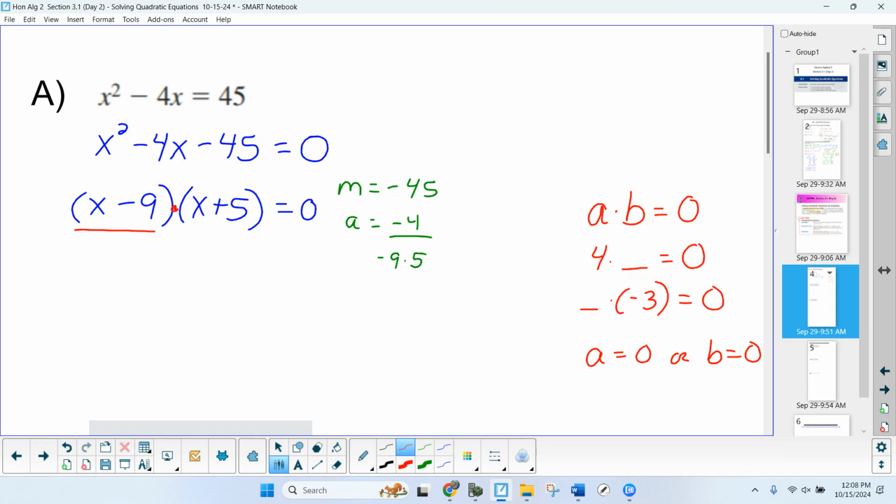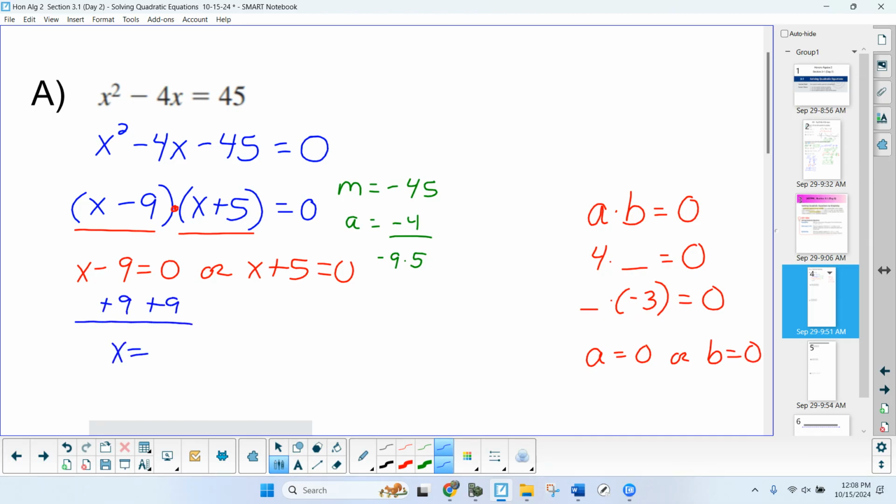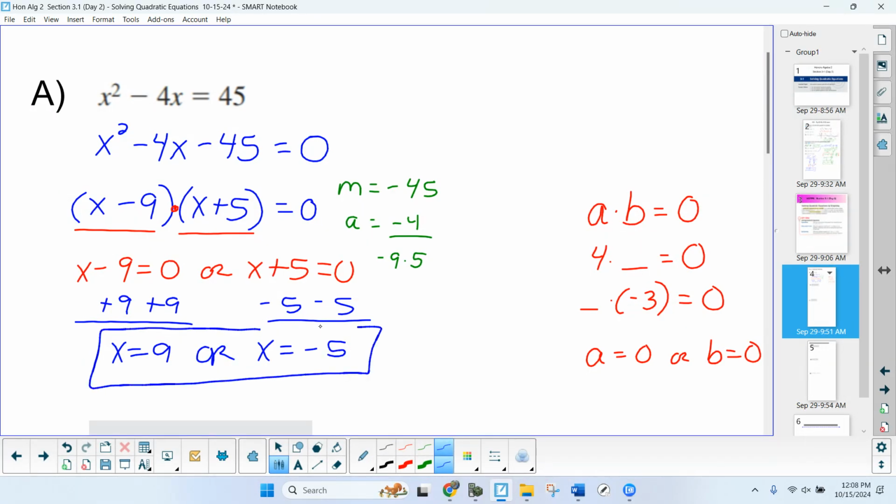Well, that's how you solve this. If we have this times that equal to 0, a lot of you will skip this part and go right to the answer. I'm going to say x minus 9 is 0 or x plus 5 is 0. What do you guys do to solve this one? You add 9 and you get x is 9. What do you do here? Subtract 5, you get x is negative 5.